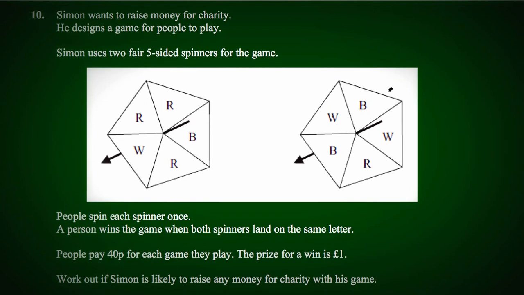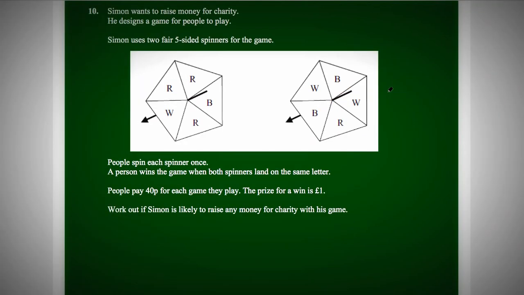Question 10. Simon wants to raise money for charity. He designs a game for people to play. Simon uses two fair five-sided spinners for the game. People spin each spinner once. A person wins the game when both spinners land on the same letter. People pay 40p for each game they play. The prize for a win is £1. Work out if Simon is likely to raise any money for charity with this game.